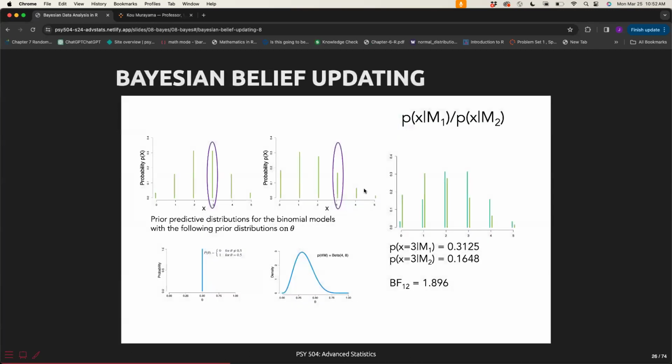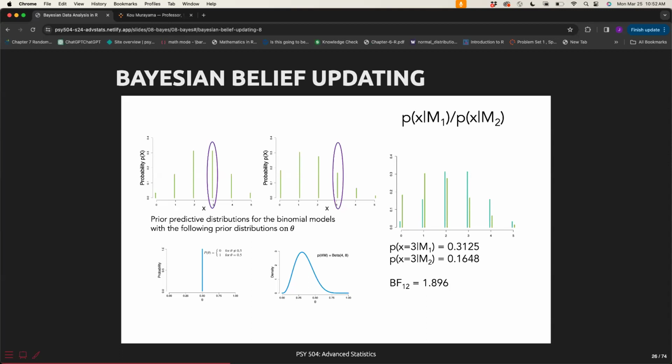So let's make this a little bit more concrete, and let's calculate Bayes factors for our models. So for model 1, we're using that spike prior here, right, centered at 0.5. So the probability that x equals 3 given model 1 is about 0.31 if we calculate it. We can also calculate the marginal likelihood for model 2. So what's the probability of x equals 3 given model 2? And that is 0.16. And what we could do is just divide these two things and get a Bayes factor. And the Bayes factor subscript 1, 2 is equal to 1.896. So how we interpret this is that model 1 is 1.896 times more likely than model 2.